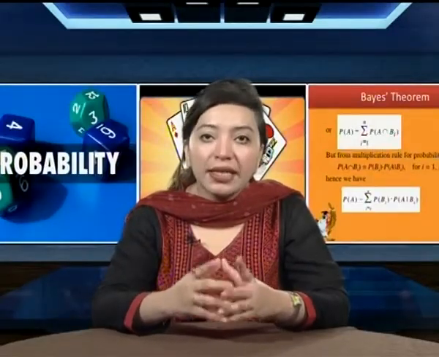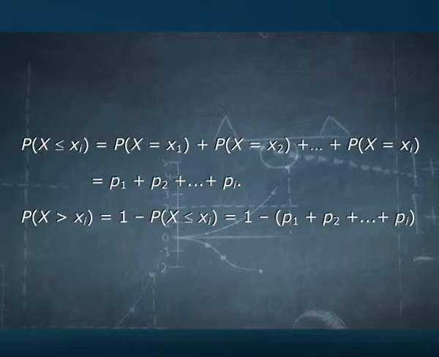Second thing to be noted here is, first point, probability of X less than or equal to xi will be equal to probability of X equals x1 plus probability of X equals x2 plus so on probability of X equals xi. So this is equal to p1 plus p2 plus so on pi. Second one, probability of X greater than xi will be equal to 1 minus probability of X less than or equal to xi. So that is equal to 1 minus, in bracket, p1 plus p2 plus so on pi.